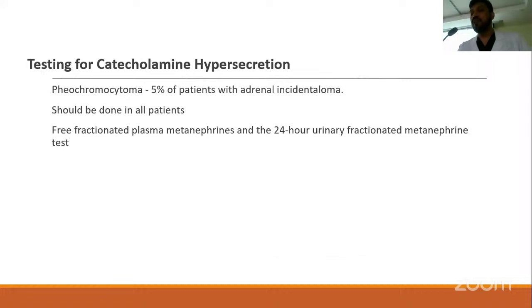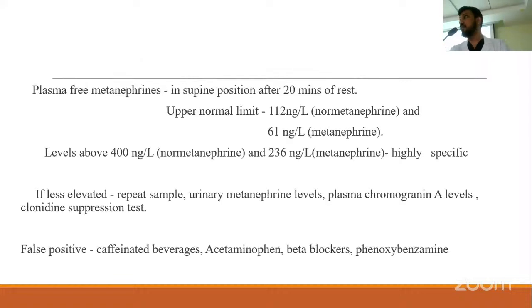Plasma-free metanephrine and 24-hour urinary fractionated metanephrines are done. For plasma-free metanephrines, the sample is drawn in supine position after 20 minutes of rest. Upper limit is 112 ng per liter for normetanephrine and 61 for metanephrine. Levels above 400 of normetanephrine and 236 for metanephrine are highly specific for pheochromocytoma.